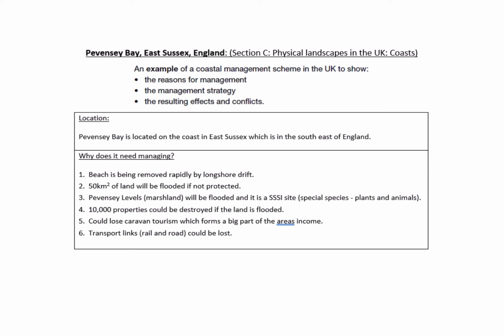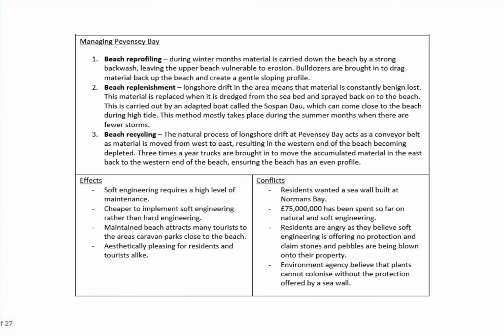The beach here is being removed quite a lot by longshore drift. You've got 50 kilometres squared of land that's going to be flooded if we don't protect it. It's a SSSI site, a site of special scientific interest. It's got lots of species, plants and animals, but you've also got people living there as well. If we do nothing, which is the big dilemma at the moment, you're going to lose some of your tourism, transport links are going to be destroyed, and you've got 10,000 properties also under threat. So they've done three things here to try and manage Pevensey Bay.